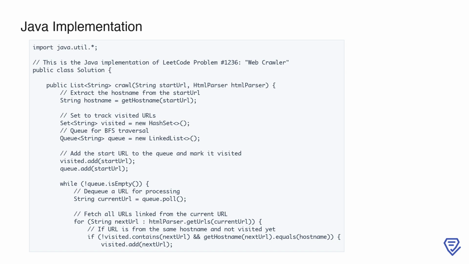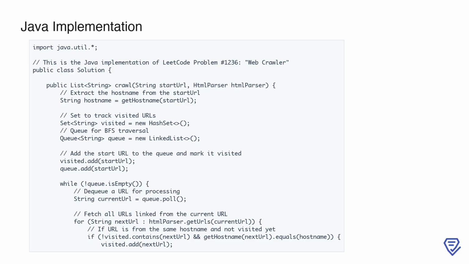Here, we begin the Java implementation of the web crawler. The goal is to traverse all URLs starting from the given start URL, but only within the same hostname. First, we define our crawl method, which accepts the start URL and an HTML parser instance as arguments. To handle the logic, we extract the hostname from the start URL using a helper method called getHostname. This hostname acts as a filter to ensure we only crawl URLs within the same domain. Next, we initialize a set called visited to keep track of URLs we've already processed, preventing redundant visits. A queue is also set up for breadth-first search traversal, where we begin by adding the start URL to both the visited set and the queue.